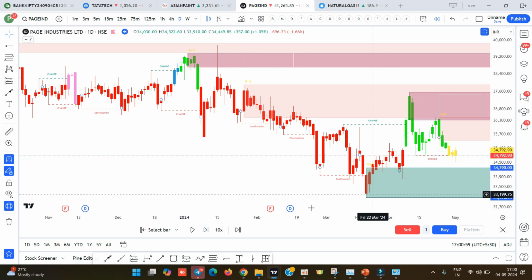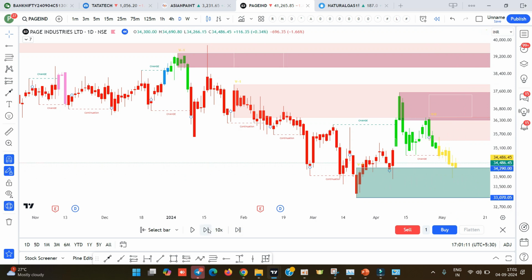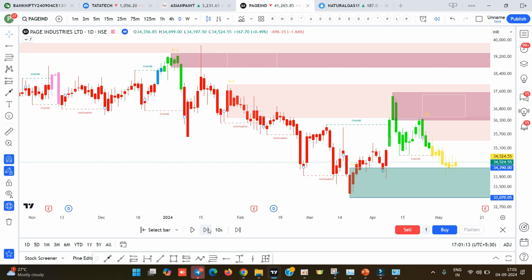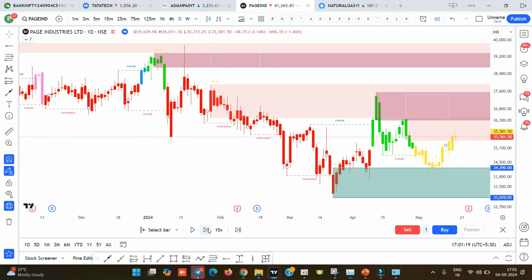If price comes in this area, I will buy. So I would have already placed a limit order, and now price has touched and this is my entry. My entry will be around 34,290. After that, let us see what happens. Price has stayed there for 4 days, then it has started moving up. So it is going up.